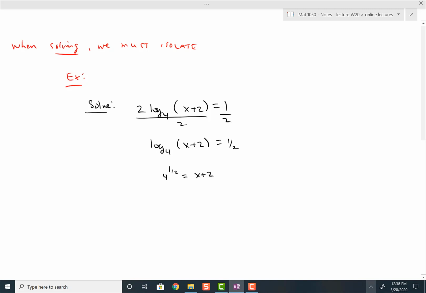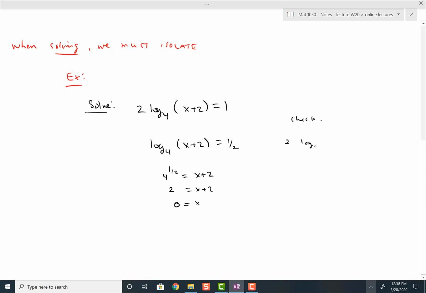And now I think we can grind through this. 4 to the 1/2, well, the square root of 4 is 2. So that means that x equals 0 when we subtract 2 over. But you're not done. We better check. So here's the original. Let me get rid of my divided by 2. So here's the check.